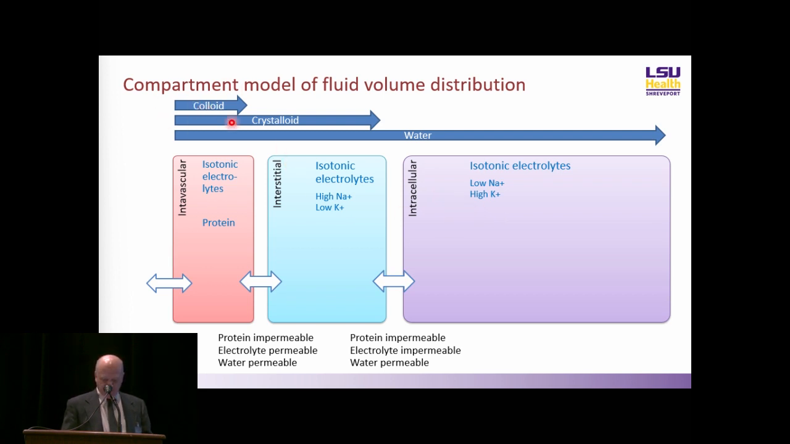So colloids, for example, will distribute primarily in the intravascular space. If we give a crystalloid, about 2/3 will rapidly leave the intravascular space into the interstitial space, and we're left with a smaller volume intravascularly. And if I were to give free water, such as D5W, or give a hypotonic fluid, that water component will distribute across all the compartments. And therefore, the amount that stays intravascular is going to be much, much smaller.